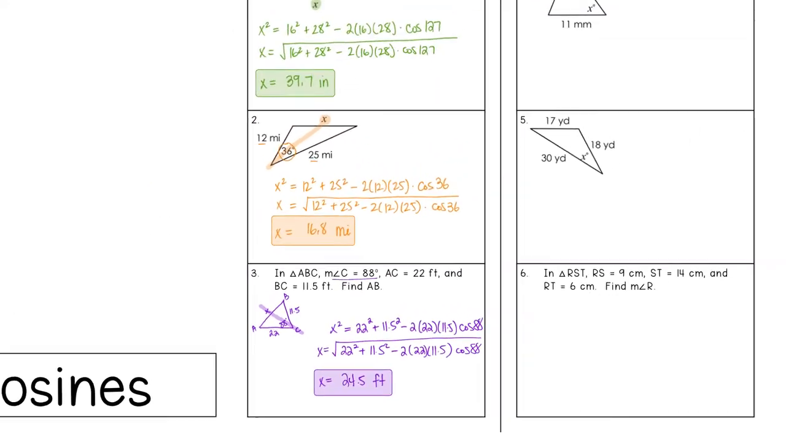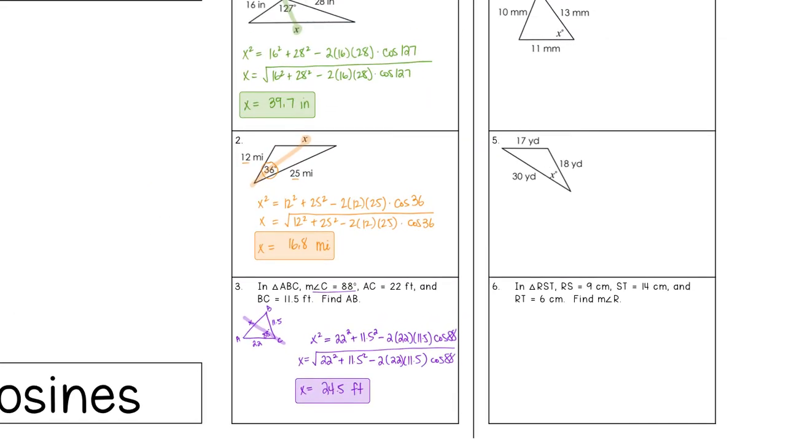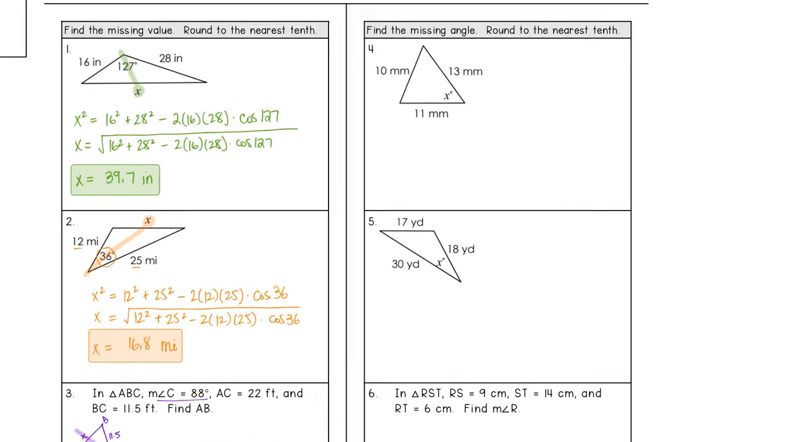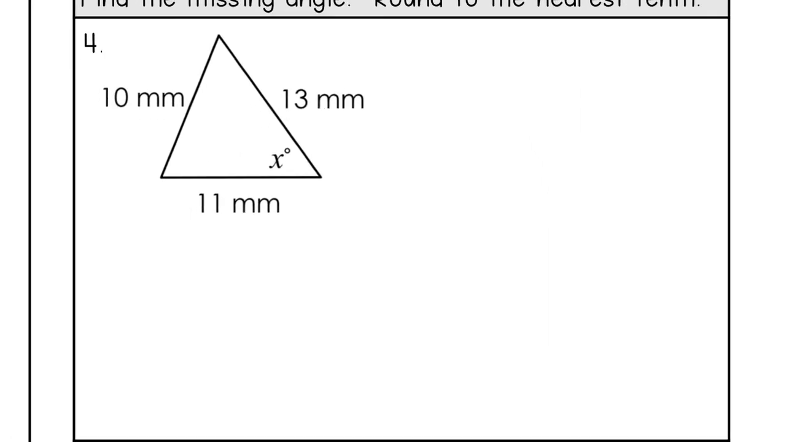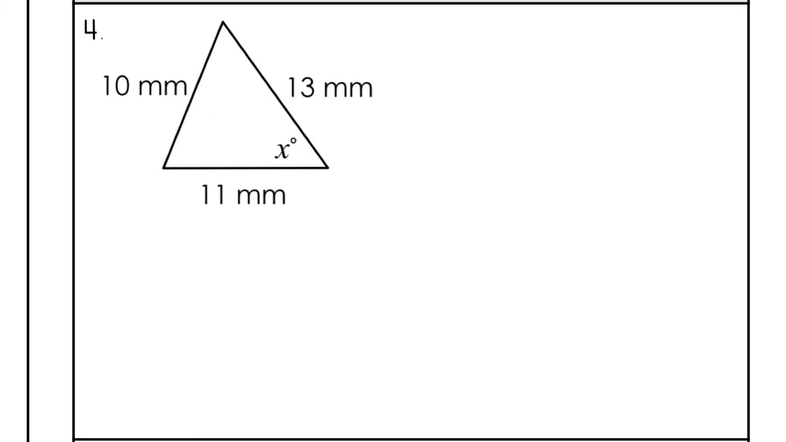Okay, so this was finding side lengths. But we could also use this formula to find missing angle measures. Unlike yesterday, there is no ambiguous case. Whatever you get is the only answer, so you're only ever going to get one number. But let's look at this first one. Find the missing angle, round to the nearest tenth. So as you can see, there's an angle that's marked X because it's unknown. So we definitely need the side that's opposite of it.